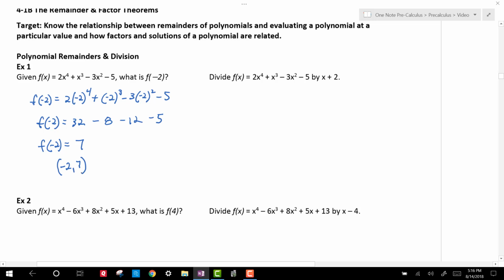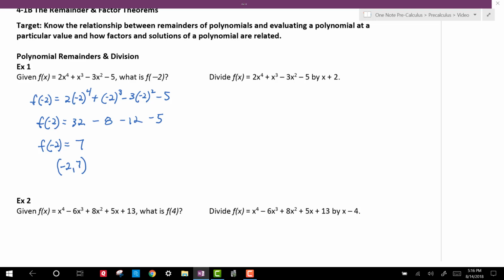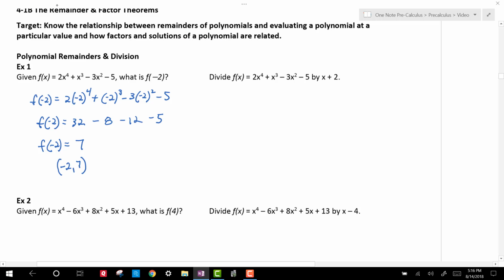All right? Now, it says take the same polynomial on the right side and divide it by x plus 2. So I'm going to do this with synthetic division because I think synthetic division is easier. So I'm going to do x plus 2 equal to 0. That implies that I'm going to be dividing by x equals -2.